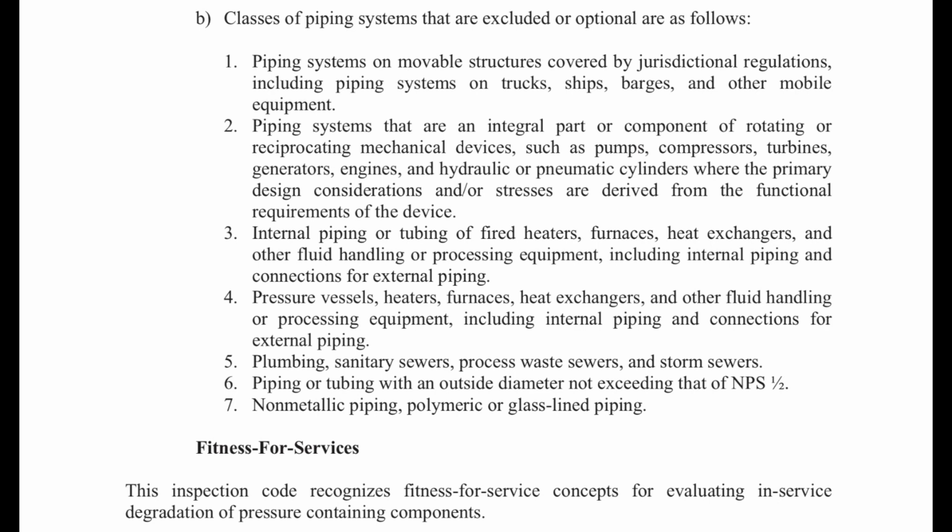The exclusions of API 570: you should read these 7 points. Piping systems on movable structures covered by jurisdictional regulations. Piping systems that are an integral part of a component of rotating or reciprocating equipment. Internal piping or tubing of fired heaters, pressure vessels, furnaces, heat exchangers, etc. Plumbing, sanitary sewers, etc. Piping or tubing with an outside diameter not exceeding ½ inch. Non-metallic piping, polymeric or glass-lined piping, etc. These things are not covered.